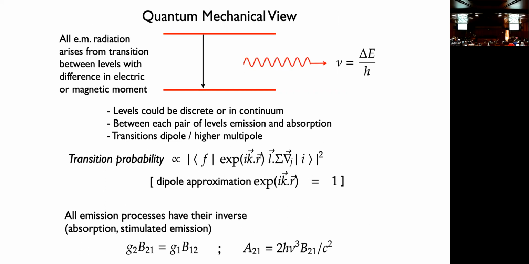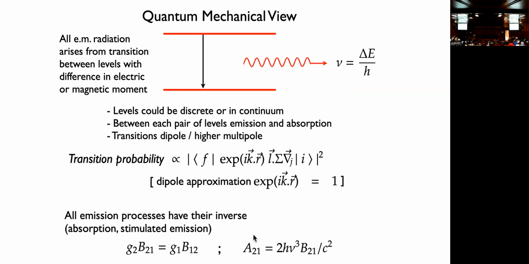Any electromagnetic radiation, from a quantum mechanical point of view, arises from transition between levels of different electric or magnetic moment. It may be a transition between two bound states, which we have seen is applicable in explaining the line emission, or maybe between continuum and free states.